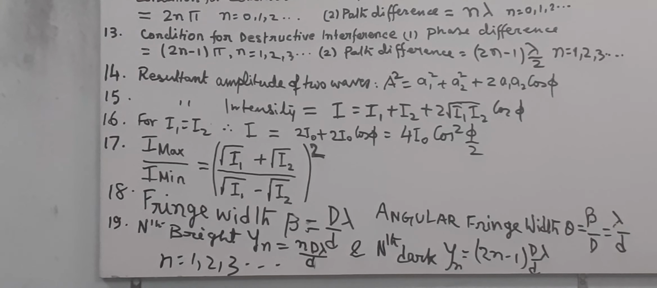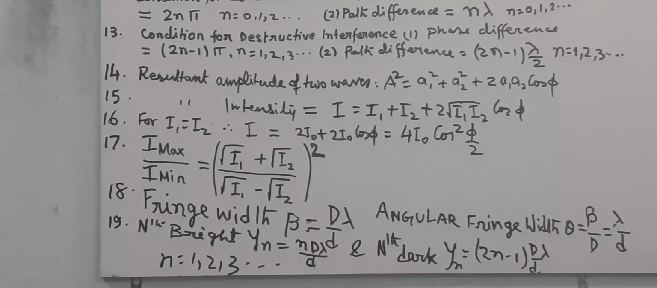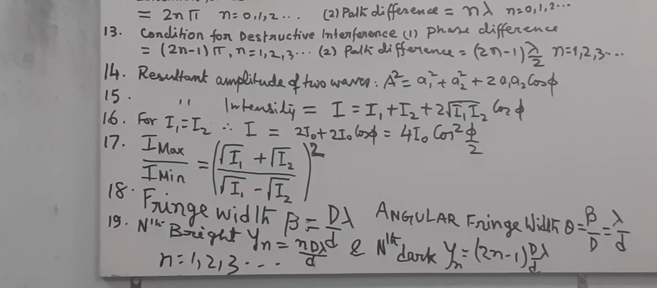Now, I max over I minimum, that we can write as root under I 1 plus root under I 2 divided by root under I 1 minus root under I 2, whole to the power 2. This is a very, very important formula. Many times questions come from this formula. So, we have to get it ready for us.